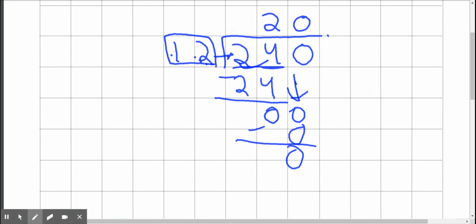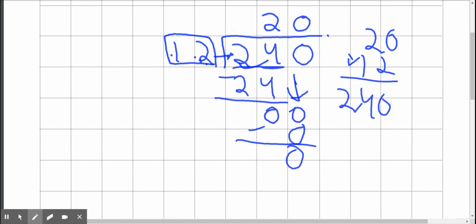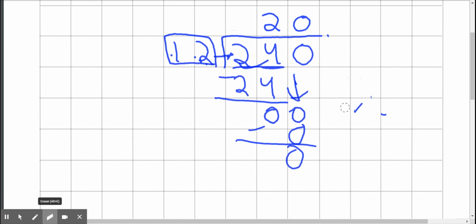So 12 can go into 240 20 times. And if you want, you can always check it. Look at that, it ends up being a 2-digit by 2-digit multiplication right there. And by doing that method, you actually end up getting 240 in the end. So good route there. It works, it checks, but I know what you're thinking now.